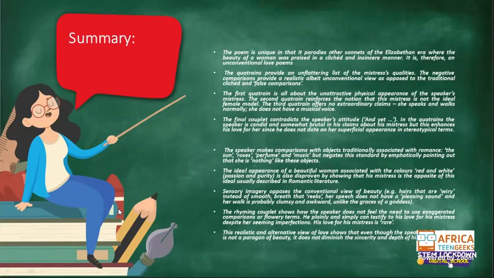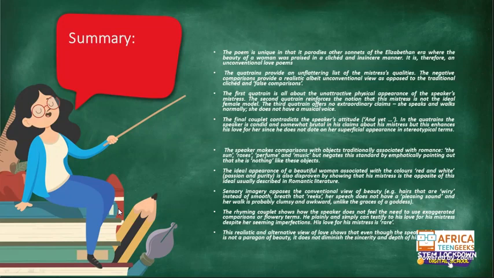Okay, so sensory imagery opposes the conventional view of beauty. Example, hairs that are wiry instead of smooth. Okay, breath that reeks instead of like her breath escaped her peaceful mouth, you know. So he used the word reeks, which kind of has a negative connotation, because to reek kind of suggests that the smell is an unpleasant one, right?